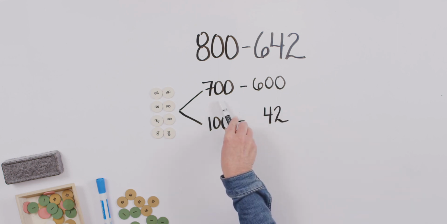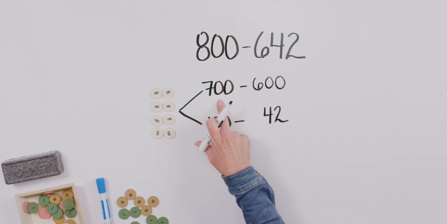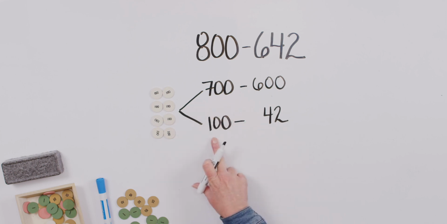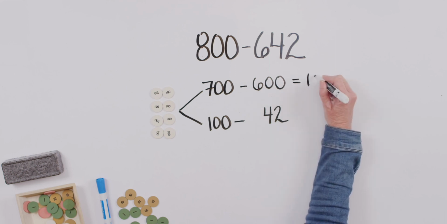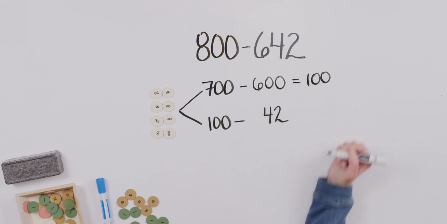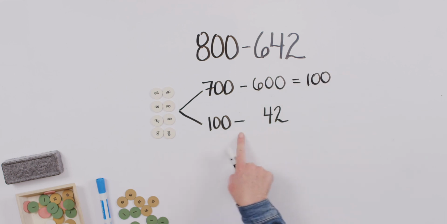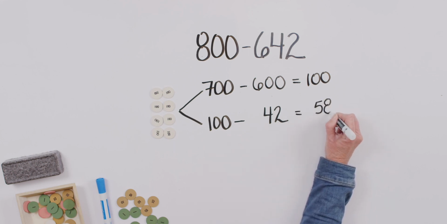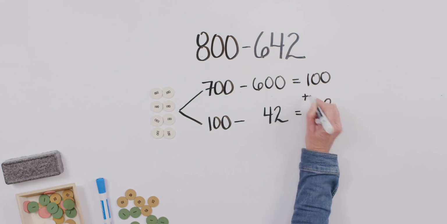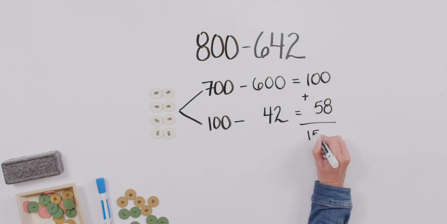So we could do it this way as well. We can take 600 from our 700 and then the 42 from our other 100 that's left over. And this would give us 100, and then 100 minus 42 would give us that 58. And if we added those 2 together, we would get 158.